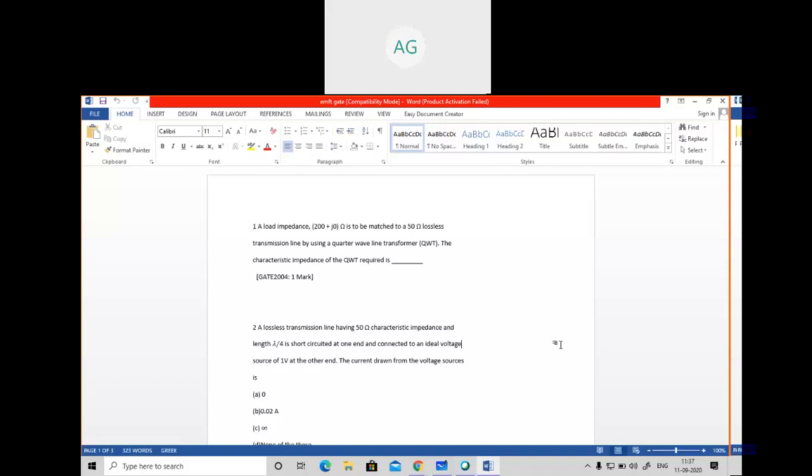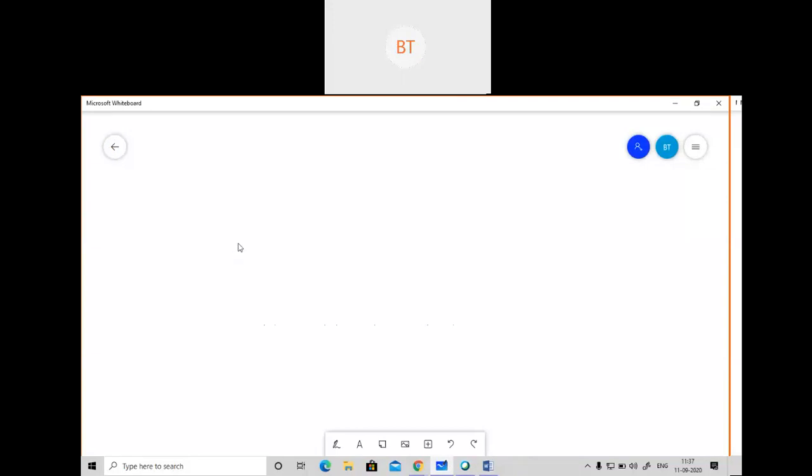Who has told this? Very good, Aditi. I really appreciate this because she has solved it and easily got one mark. Pratibha has also written something. Let me see what Pratibha has written. Z0 into 2 I square. Yeah, very good, the answer will be correct, 100 ohm. I really appreciate it.